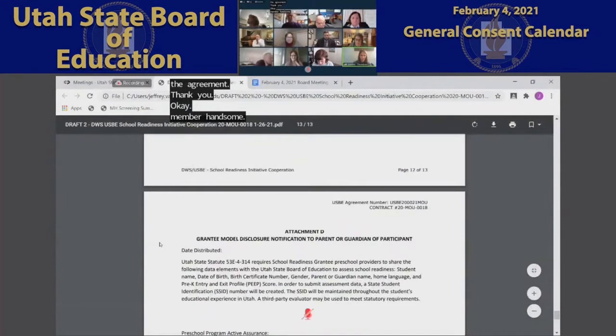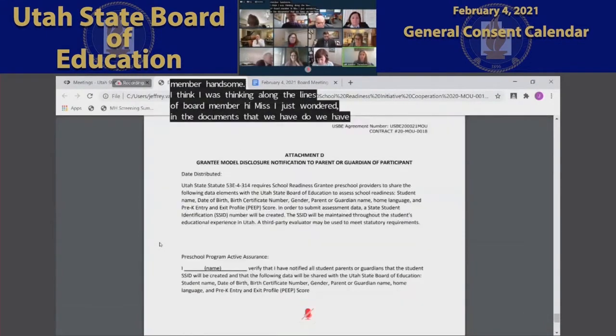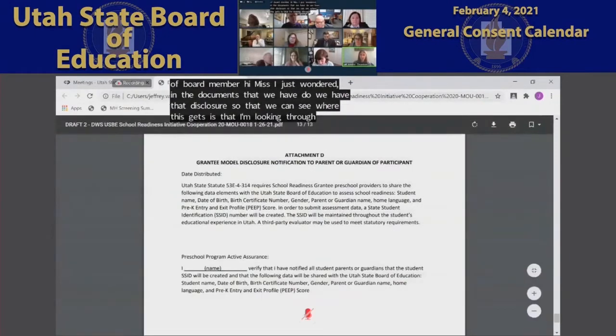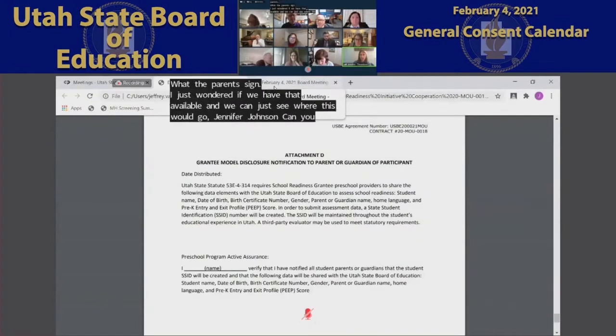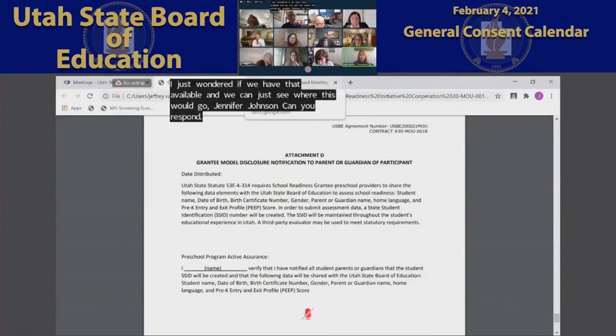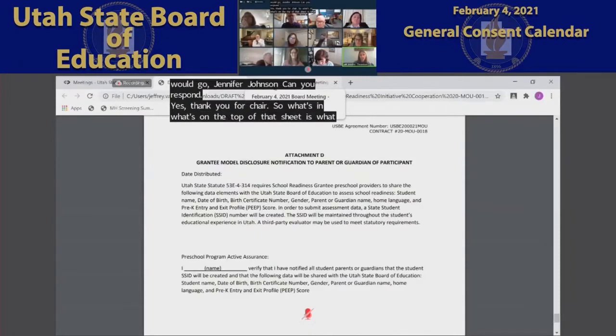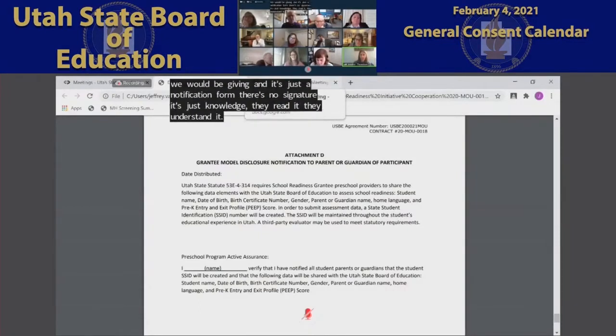So what's on the top of that sheet is what we would be giving, and it's just a notification form. There's no signature, it's just knowledge. They read it, they understand it. If they have concerns, they are encouraged to reach out to their school or teacher to say, hey, I don't want to take this assessment, or I'm okay taking the assessment, but I don't want my child's data shared. So they have options. This is just a notification to parents that they would see in their registration packets, but there's no signature required at this time.